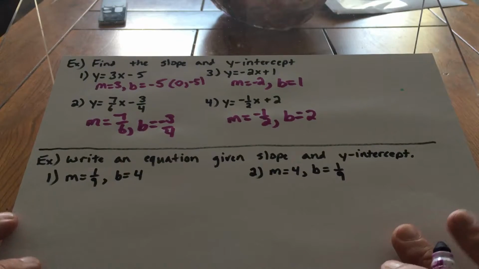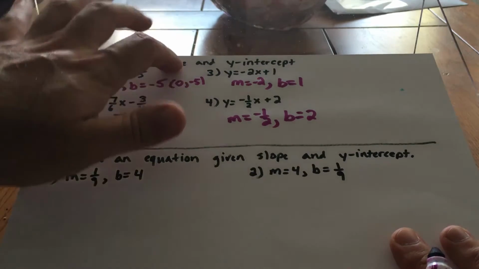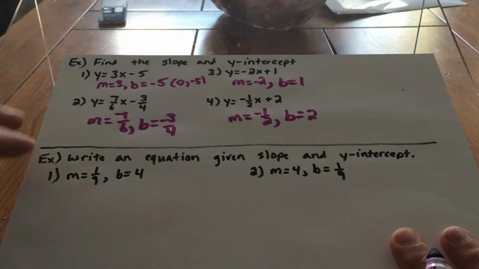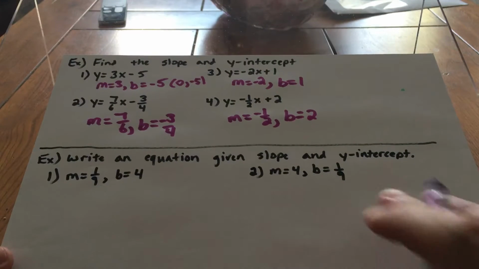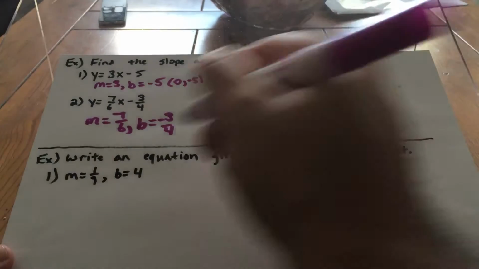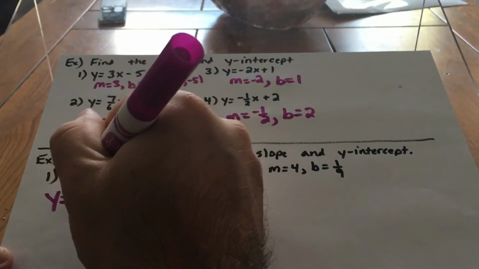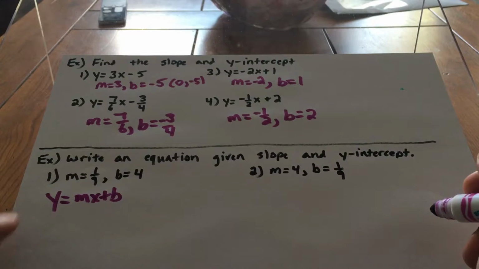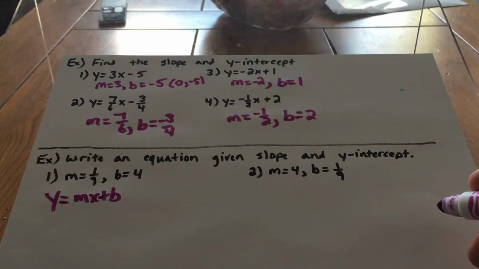Okay? So they can give you an equation and ask for slope and y-intercept, or in the second example here, they'll give you the slope and y-intercept and tell you to write an equation. So that's our goal here, to write an equation given the slope and the y-intercept. In this case, we have y is equal to mx plus b. Remember, you can also call that f of x is equal to mx plus b if you'd like.